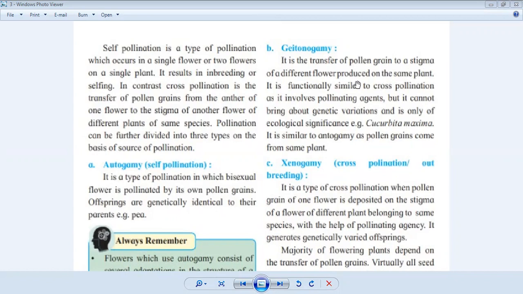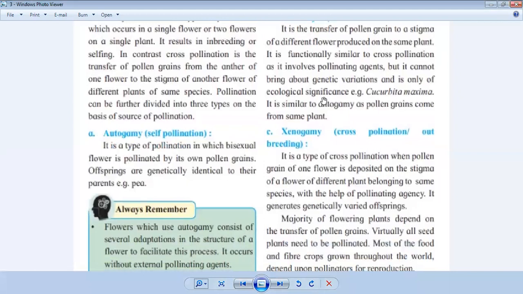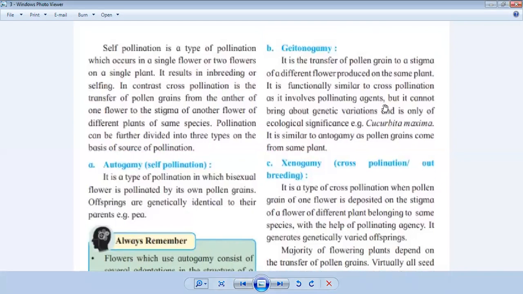ठीक है, geitonogamy के केस में क्या होता है कि जो pollen grains होते हैं वो एक प्लांट से सॉरी सेम प्लांट पे होते हैं लेकिन फ्लावर्स अलग अलग होते हैं. ठीक है, the transfer of pollen grains from one flower to another flower belongs to the same species. It is functionally similar to cross-pollination as it involves pollinating agents, but it cannot bring about genetic variations, and it is only of ecological significance. For example, Cucurbita maxima. So it is an example of geitonogamy.